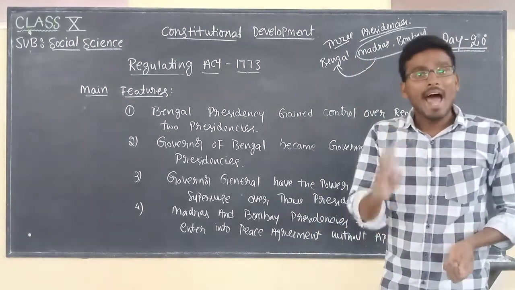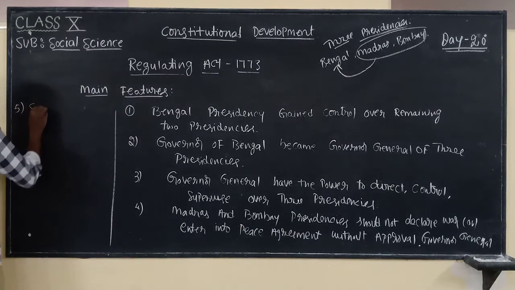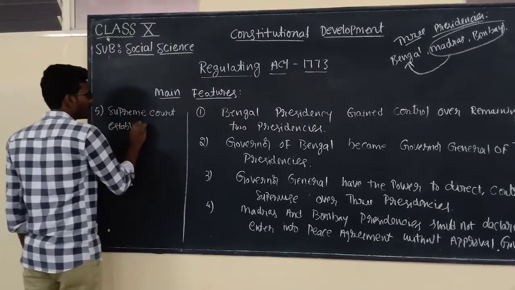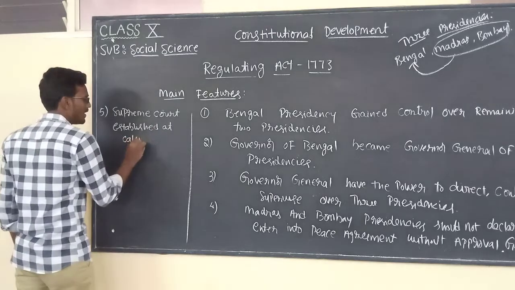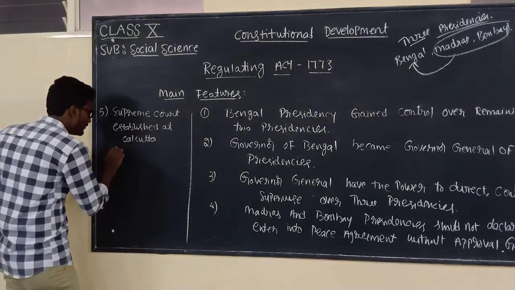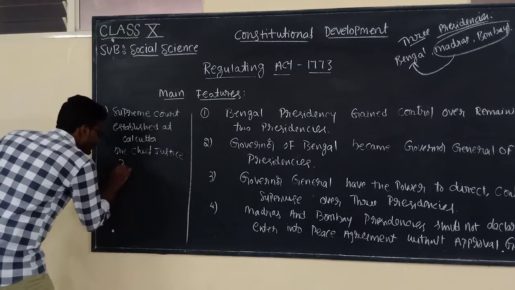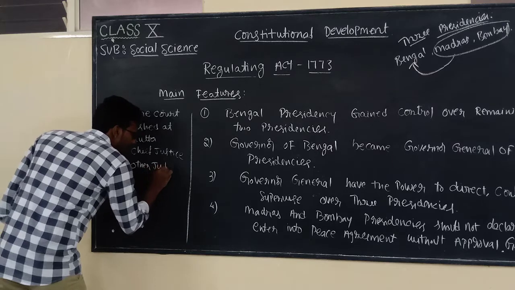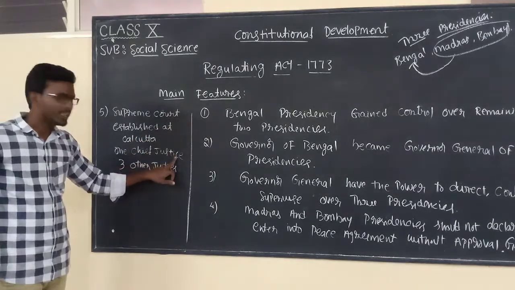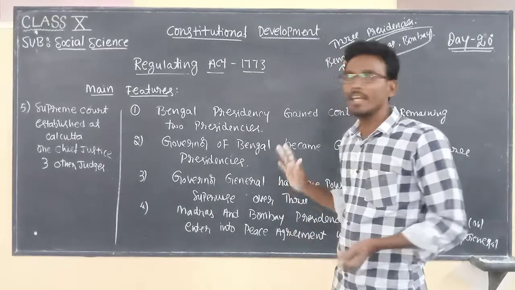And more importantly, the last and foremost important feature of Regulating Act, which is nothing but Supreme Court is established at Calcutta. Supreme Court established at Calcutta. So the Supreme Court comprises one Chief Justice and 3 other judges. Supreme Court established at Calcutta that comprises one Chief Justice plus 3 other judges. These are the important reforms, important features of Regulating Act 1773.